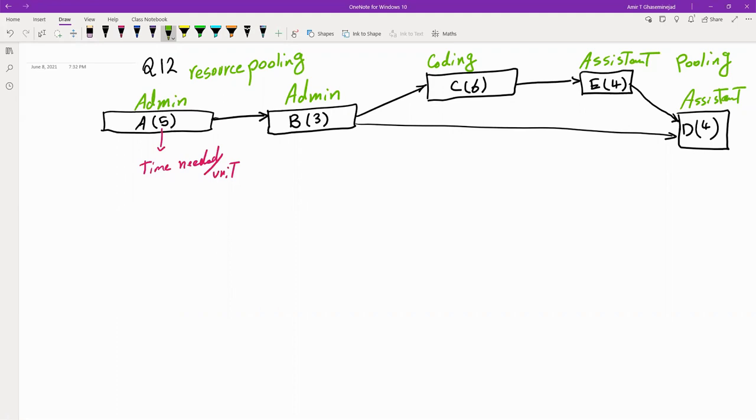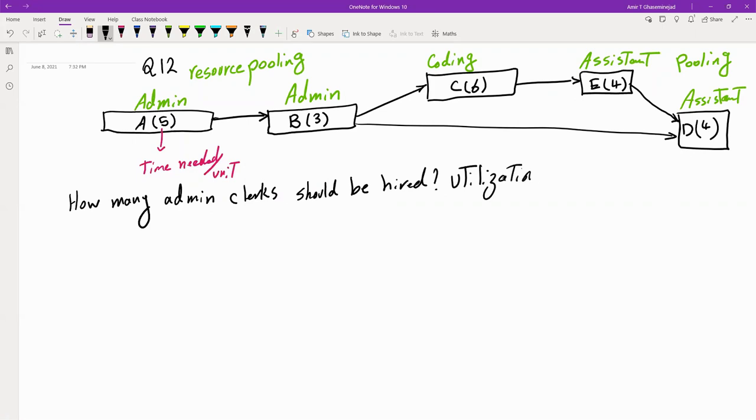Now the first question is, how many admin clerks should be hired? Very similar to the previous question. If we want the utilization to be 85%. Now, of course, the utilization depends on the input to this process, and the input to the process is given somewhere that is 27 units per hour.